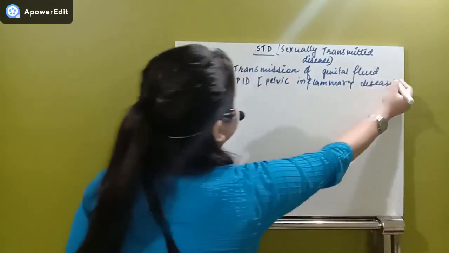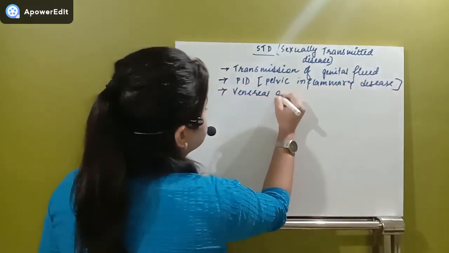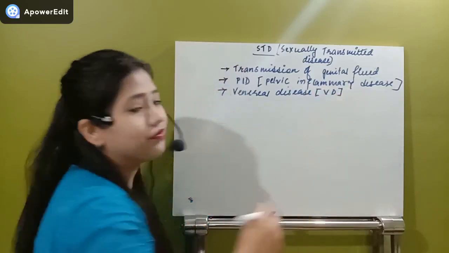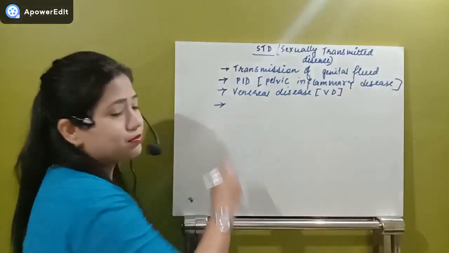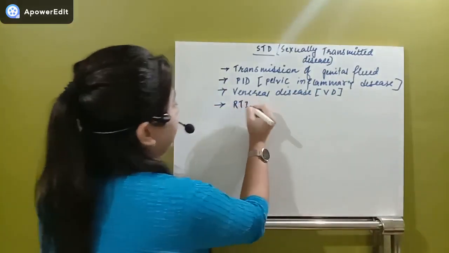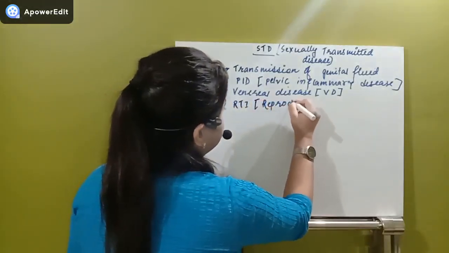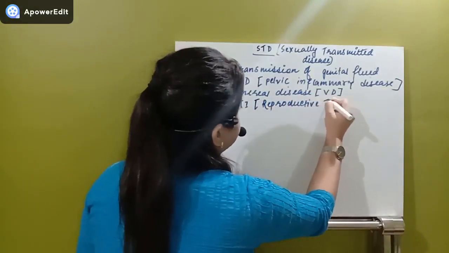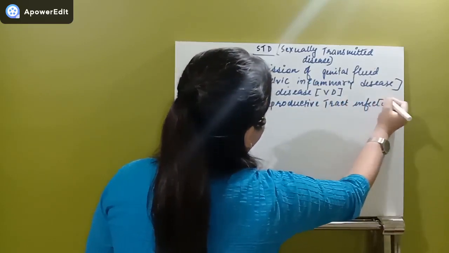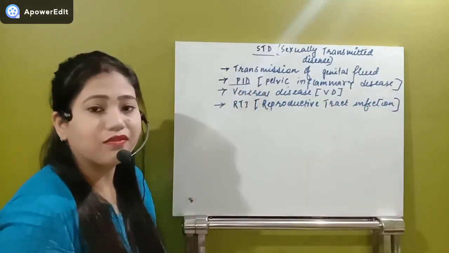This is also called venereal disease, or in abbreviation VD, venereal disease. Or the same sexually transmitted diseases can be called RTI. RTI means reproductive tract infection. So the same STD we can also call PID, pelvic inflammatory disease.